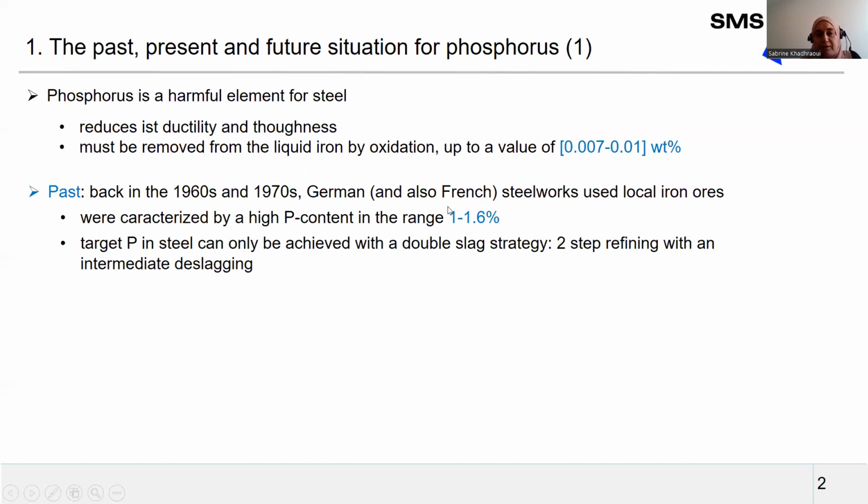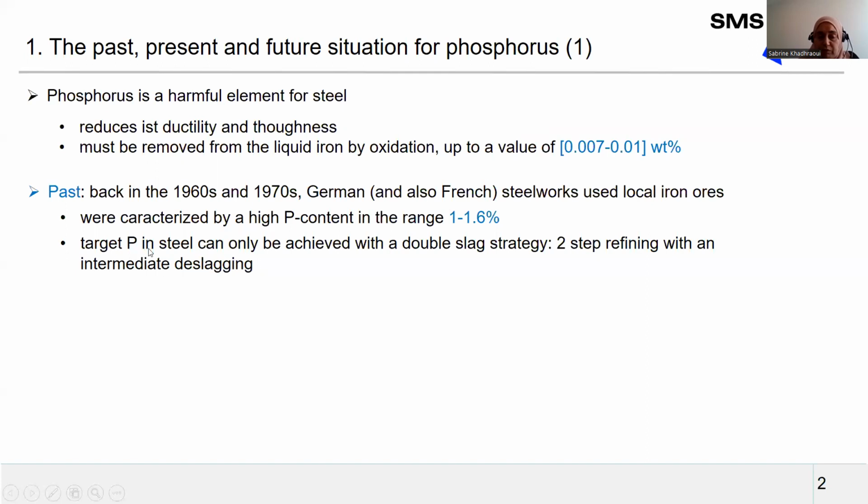So in the past, back in the 1960s and the 1970s, so the early days of steelmaking, German and also some French steelwork have used local iron ores for steel production. And those local iron ores had a very high phosphorus content, higher than 1%. This is quite extreme compared to what we have today.